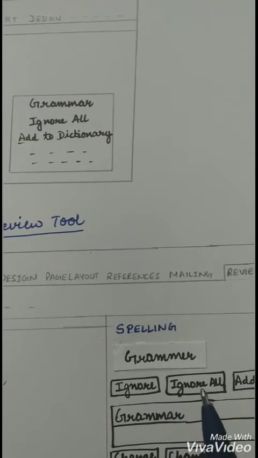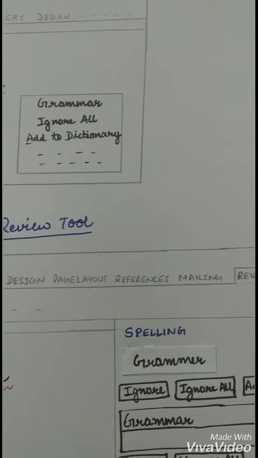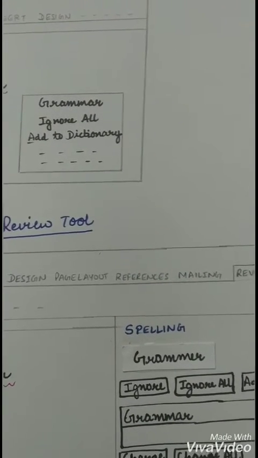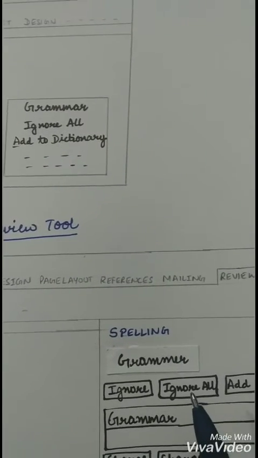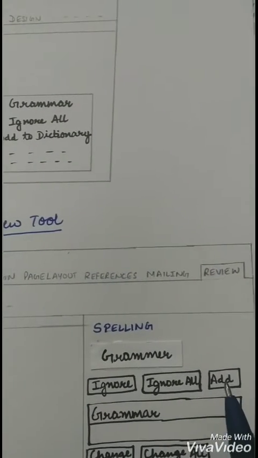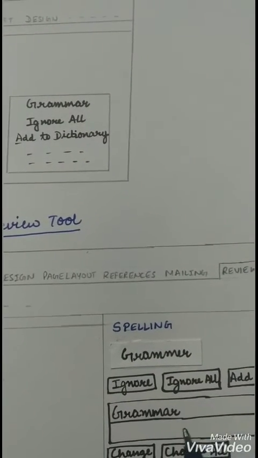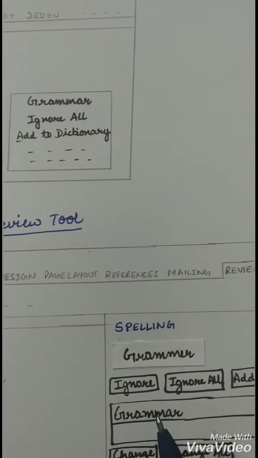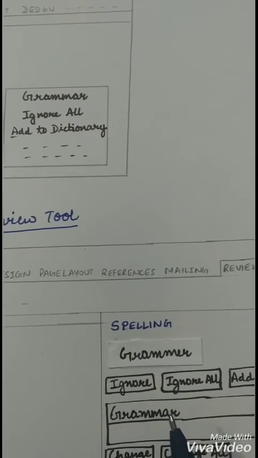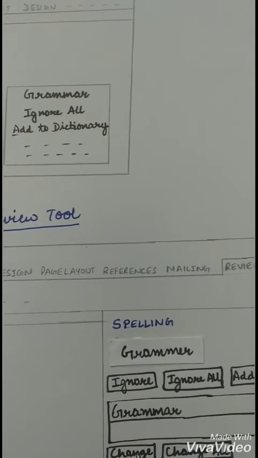If you want to ignore all, that is, you want to ignore the spellings to be corrected in the whole document, you have to click on ignore all. If you want to add it to the dictionary, you have to click on this option. And if you want to correct the spelling, you have to click on this option as it is the correct spelling, and then you have to click on change.